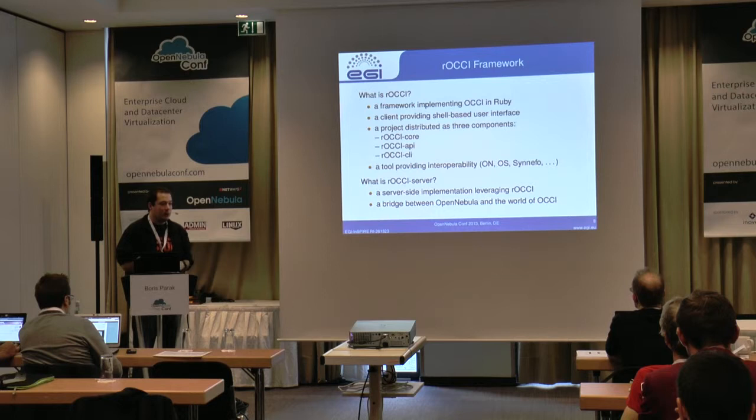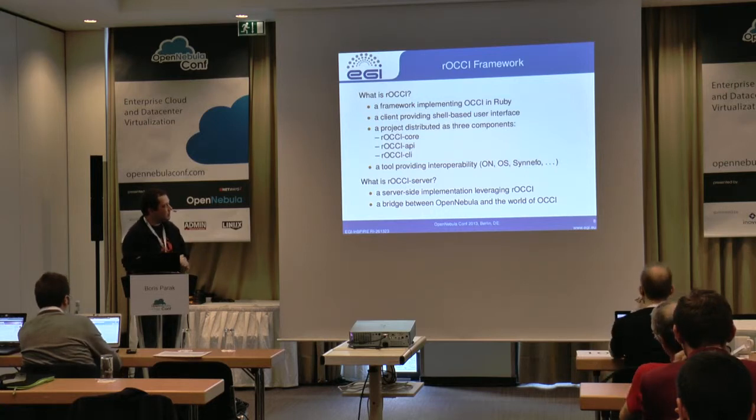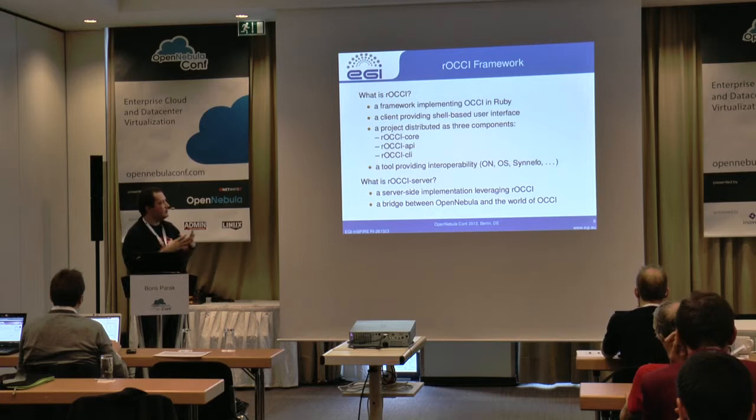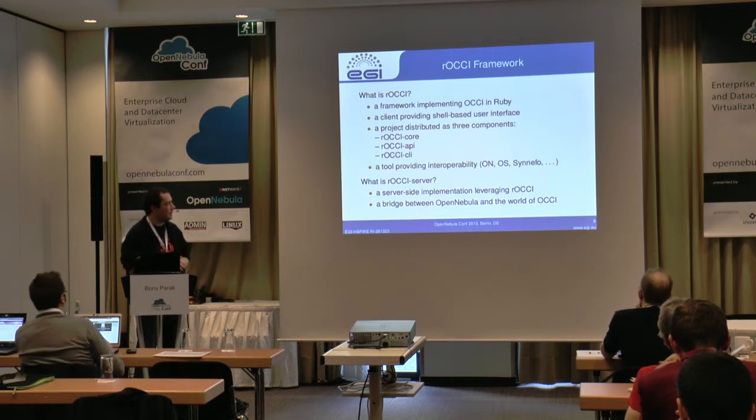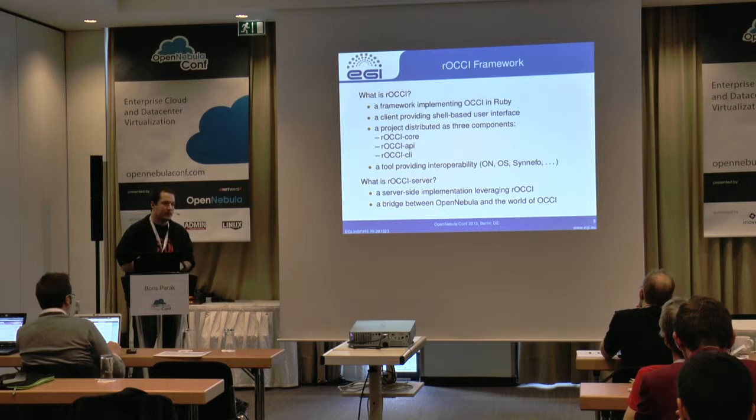Now to the rOCCI framework. It's a framework implementing OCCI in the Ruby programming language. It also provides a shell-based user interface, and right now it's distributed as 3 separate components: rOCCI core, rOCCI API, and rOCCI CLI. Basically it's a tool providing interoperability between different cloud providers, between different cloud stacks or cloud frameworks.